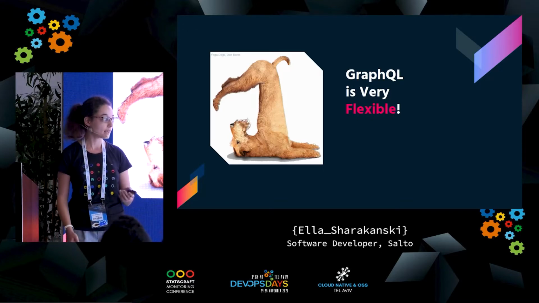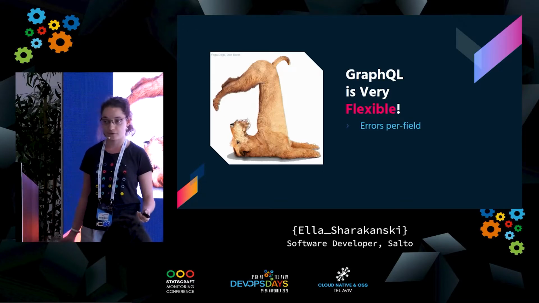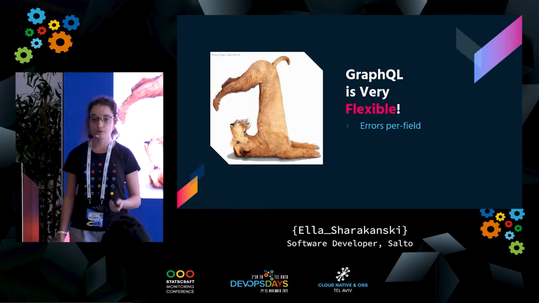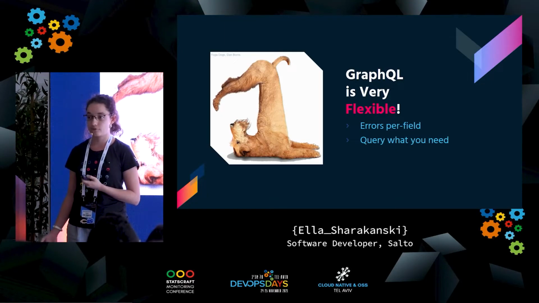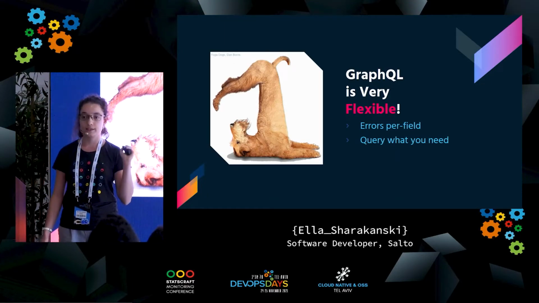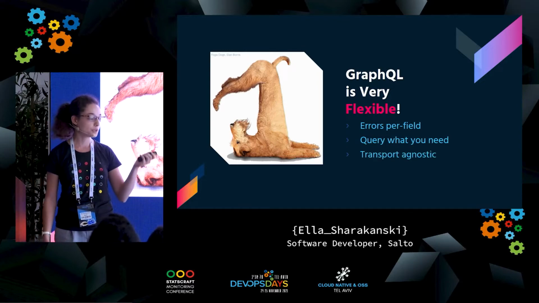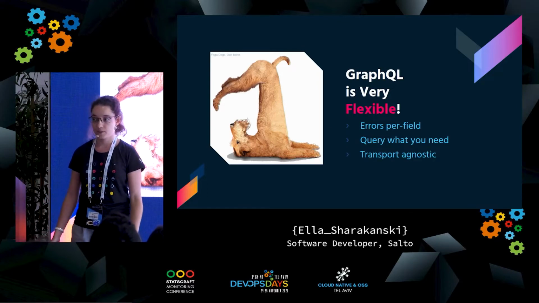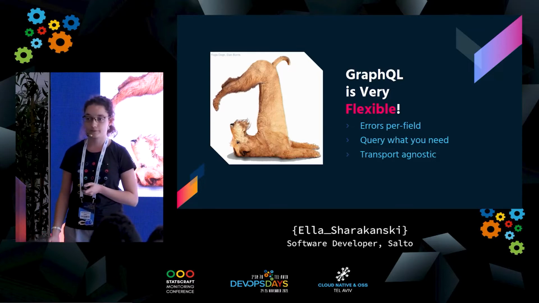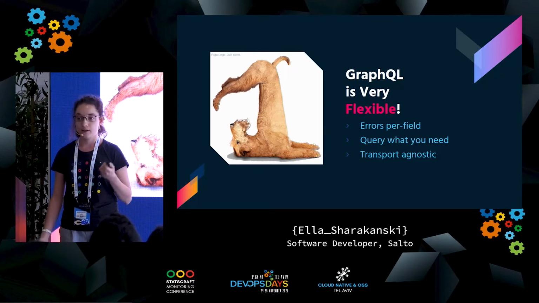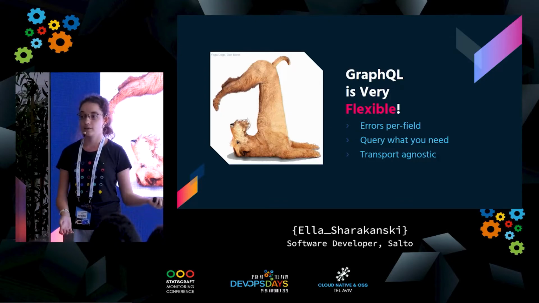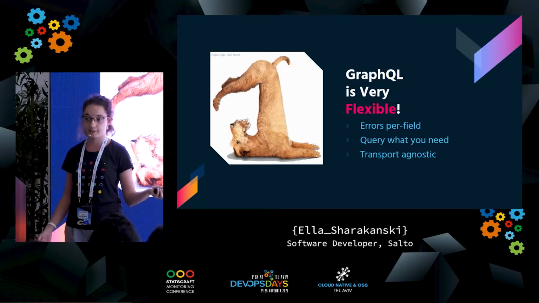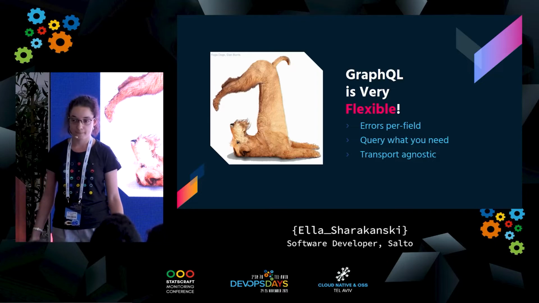First, GraphQL has partial errors, errors per field, for example, and you can query for exactly what you need. And another example of the flexibility of GraphQL, which we haven't discussed yet, is that GraphQL is actually transport agnostic. What does it mean? It means that GraphQL doesn't specify how the data should be transferred, and it doesn't even have to be on top of HTTP. It could use WebSockets or plain TCP or other protocols. That's just how flexible GraphQL is.